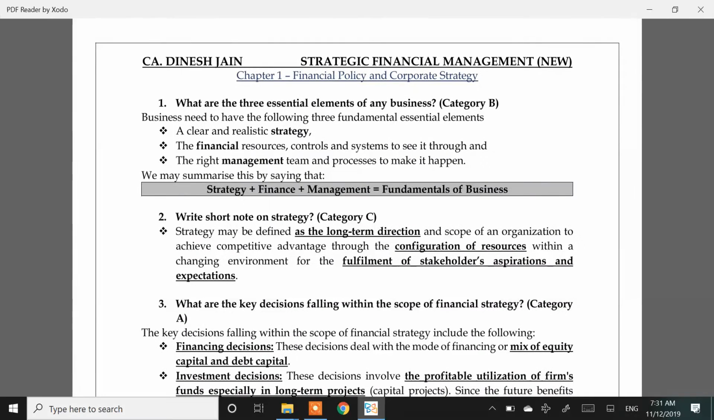Now coming to the first chapter, which is financial policy and corporate strategy. See, I am not going to try to read out this entire content. I'll try to focus on certain essential points which are critical.